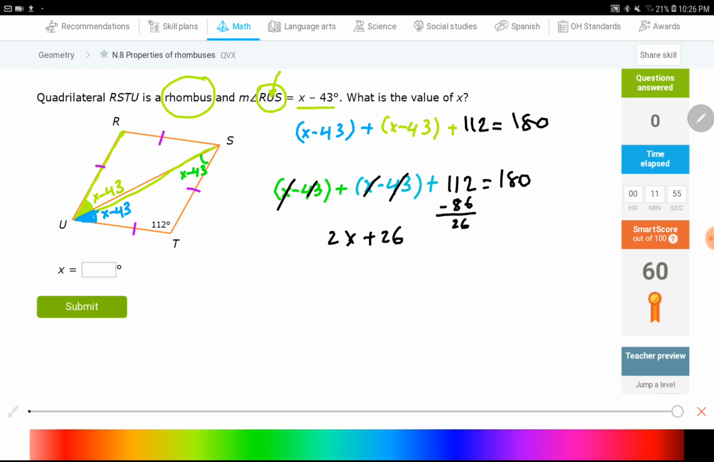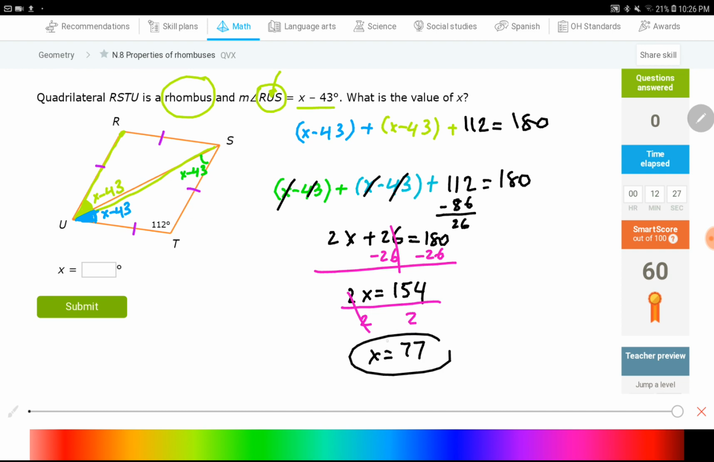You don't need to use the same method. You can just grab a calculator and then combine those like terms on the left side anyways. It equals 180 degrees. Now, 26 and 180 are like terms. I want to put them together. Bring down the 2x. And bring down 154 on the right side. So to get the x by itself, I divide everything by 2. So I would get x equals 77. So this would be here. So that would be 77 degrees over there.